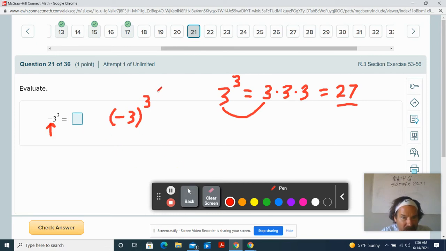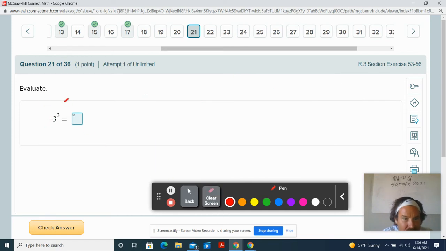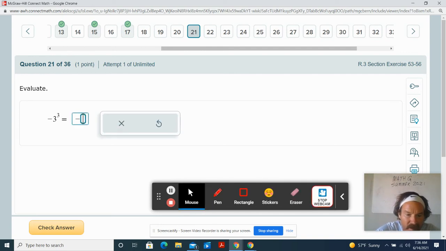This is not the same. These are not the same, even though we say it the same way. We say negative 3 raised to the third, we say negative 3 raised to the third, but they're not the same problem. Okay, so I can clear the screen here, and I can type in negative 27.